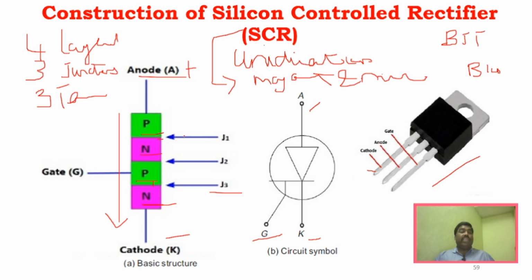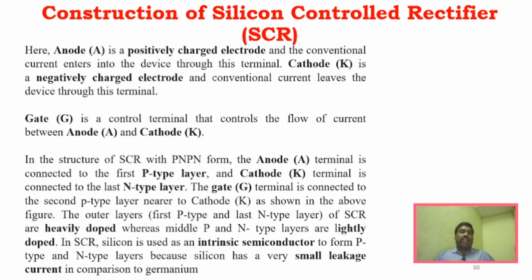We have already seen that it is a 4-layer device, a 3-junction device, and it also has 3 terminals. The current direction is unidirectional, and it is called a bipolar device because the current flows because of both majority and minority carriers. And this is the construction of the silicon controlled rectifier. Whatever I said is what is explained here.